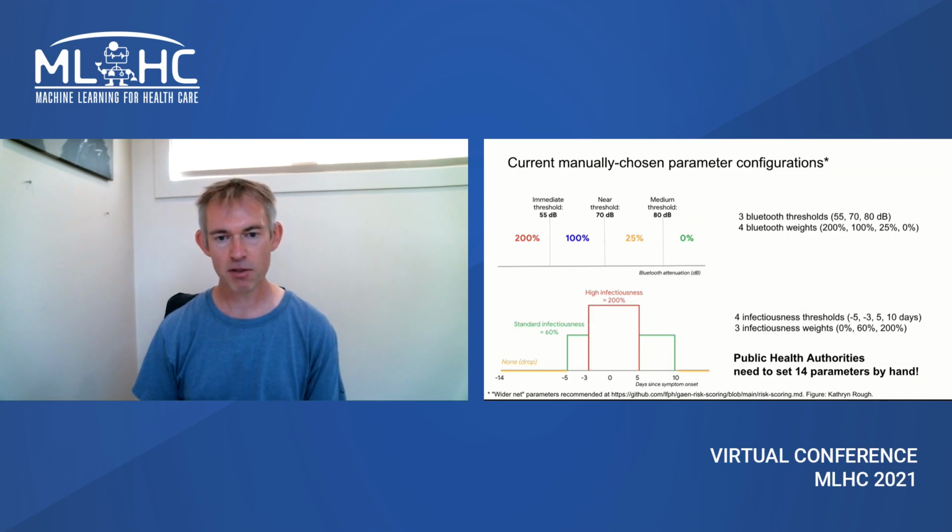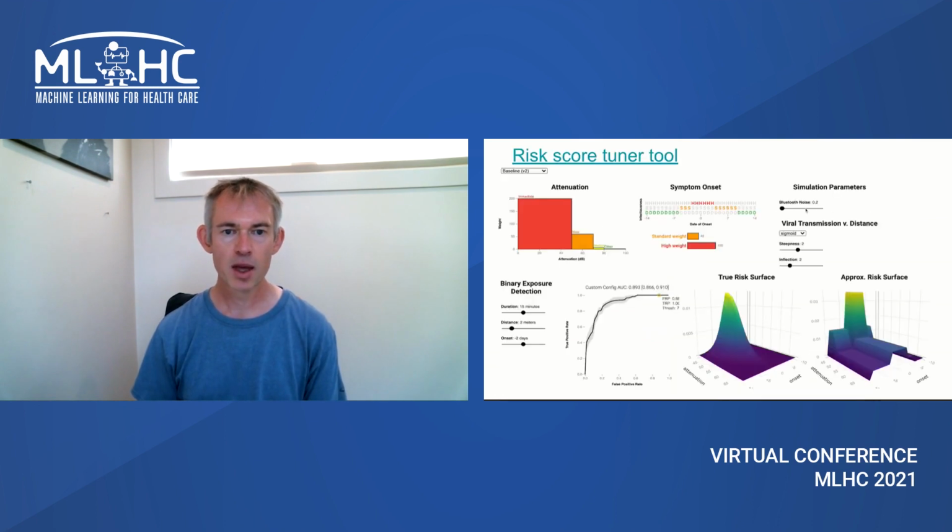The problem with the app is that it requires that health authorities manually specify 14 unintuitive parameters by hand. These correspond to things like thresholds on the Bluetooth signal and corresponding weights, and thresholds on the infectiousness symptom onset time and corresponding weights. To help health authorities specify these parameters, we built a simulation tool where they can adjust the parameters in various sliders and see the outcome. But this is still a lot of manual work, which is difficult to do during the middle of a pandemic.